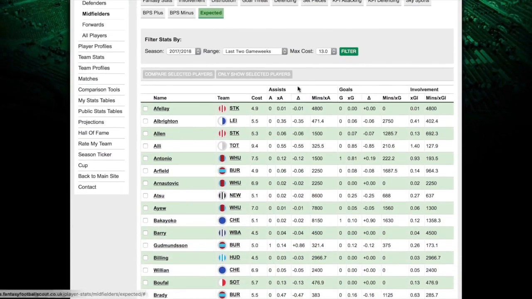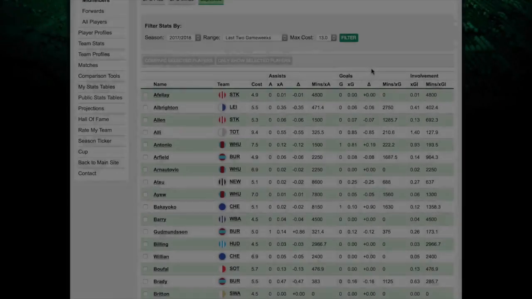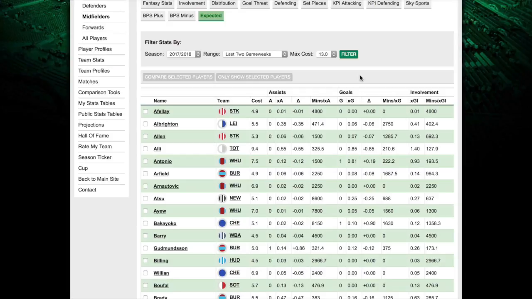And in here, this is where we store expected values for goals and assists. And by combining the 2 values, we also got a goal involvement stat as well. So that's really useful. So here we are on the player table. As I said, we filtered by last 2 game weeks.